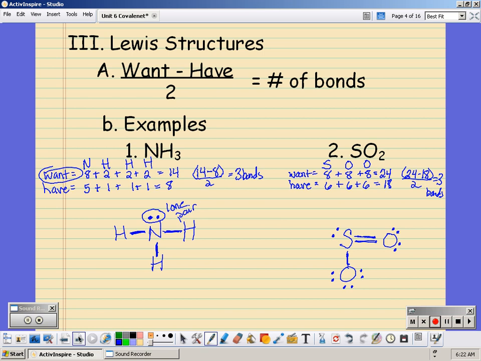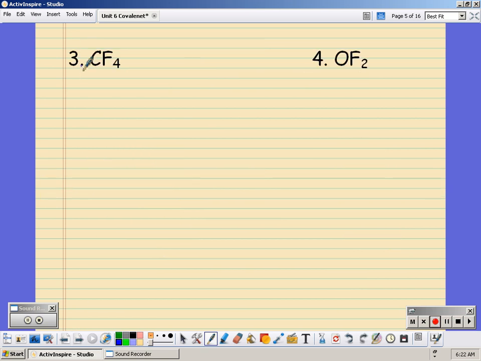CF4. You have carbon and then 4 fluorines. They all want 8. That's a total of 40. Then you have carbon has 4 because it's in group 14. Fluorine has 7 because it's in group 17. And that's a total of 32.